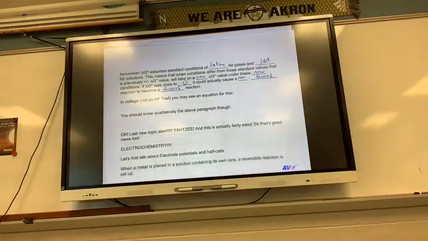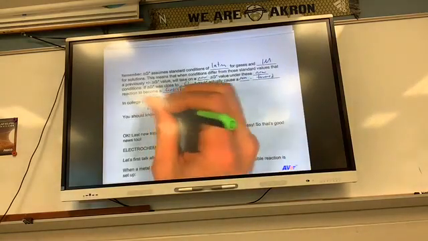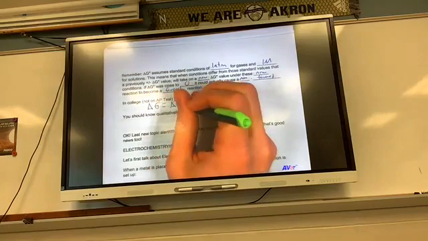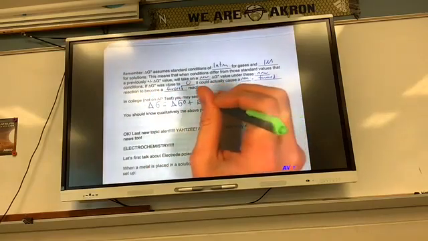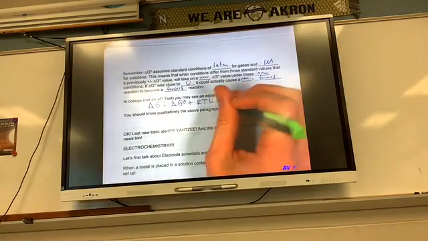So, in college, I just wanted to throw this out there. You will not see this on the AP test. You may see an equation like this. It would be delta G is equal to delta G standard plus R times T times the natural log of Q.